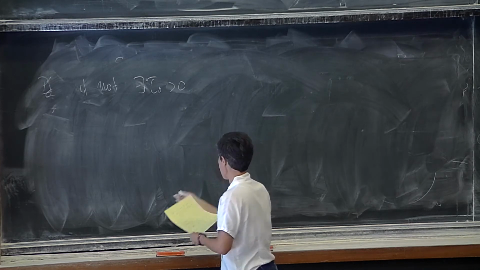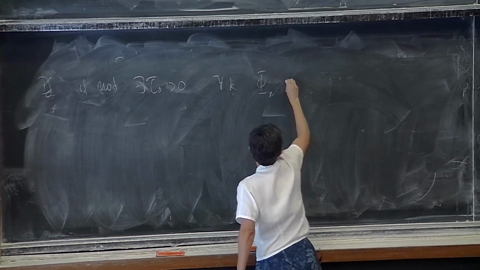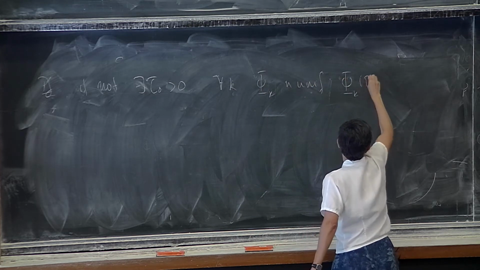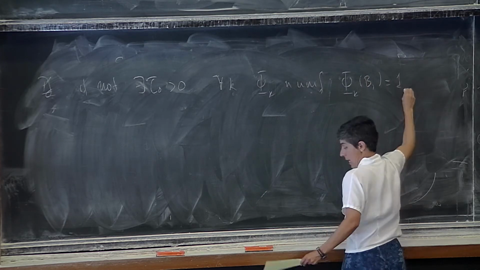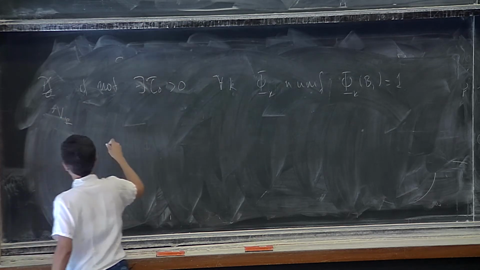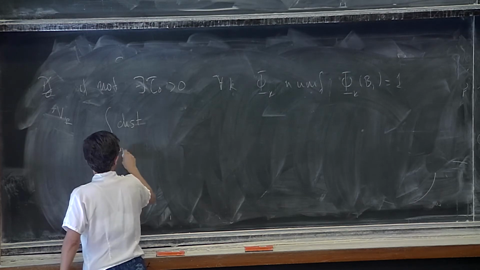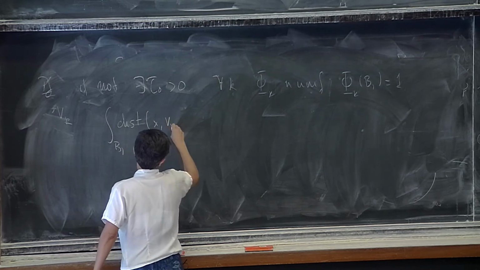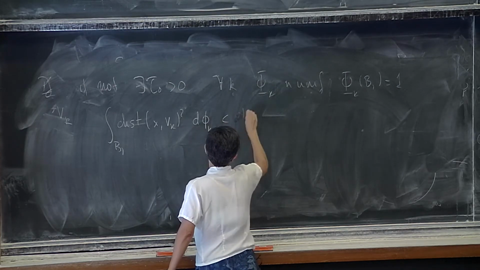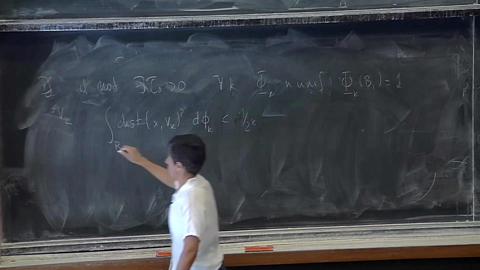for every k, we can find a phi_k n-uniform with measure of the unit ball equal to 1 and a plane V_k, such that the distance in B1 of x to V_k, squared, d phi_k, is 1 over 2^k. I think I like that. V_k, of course, is a plane.